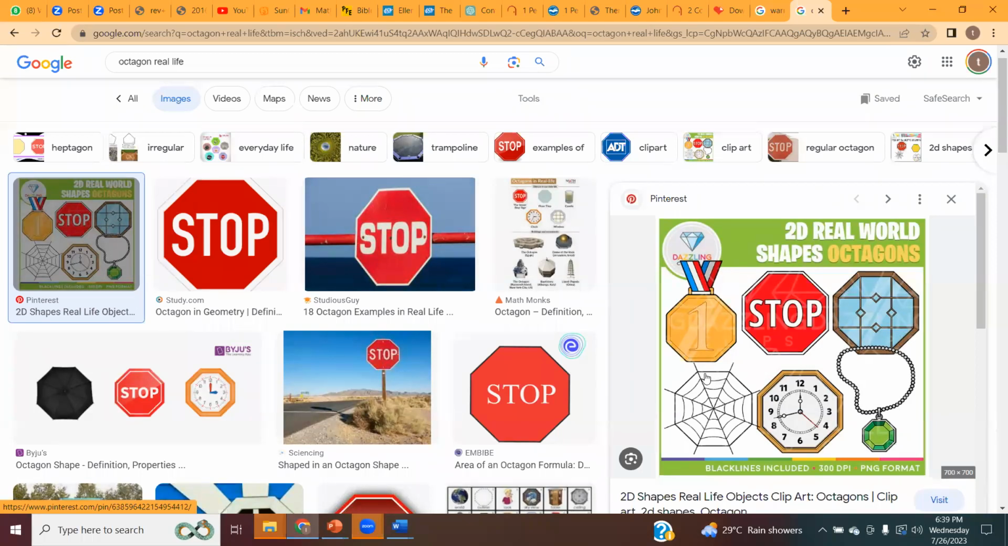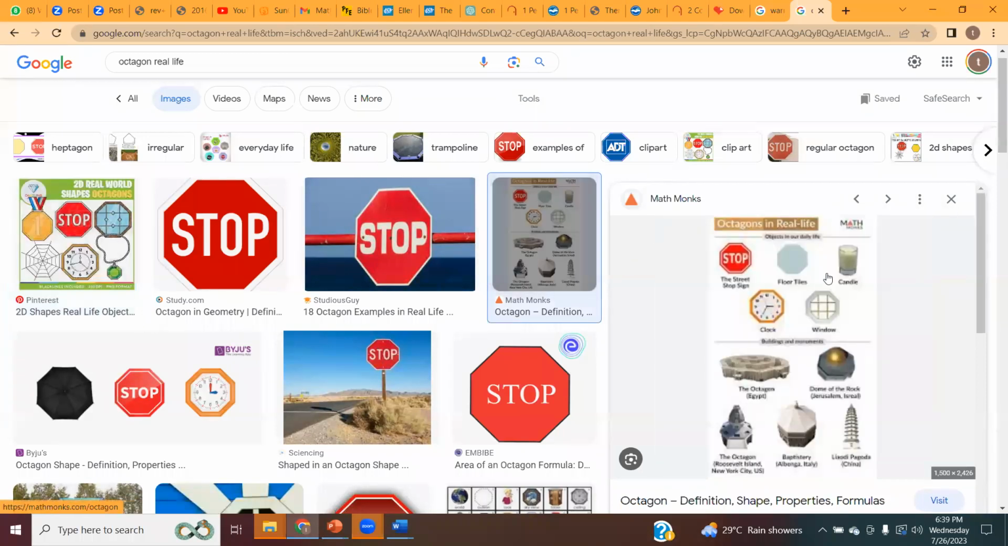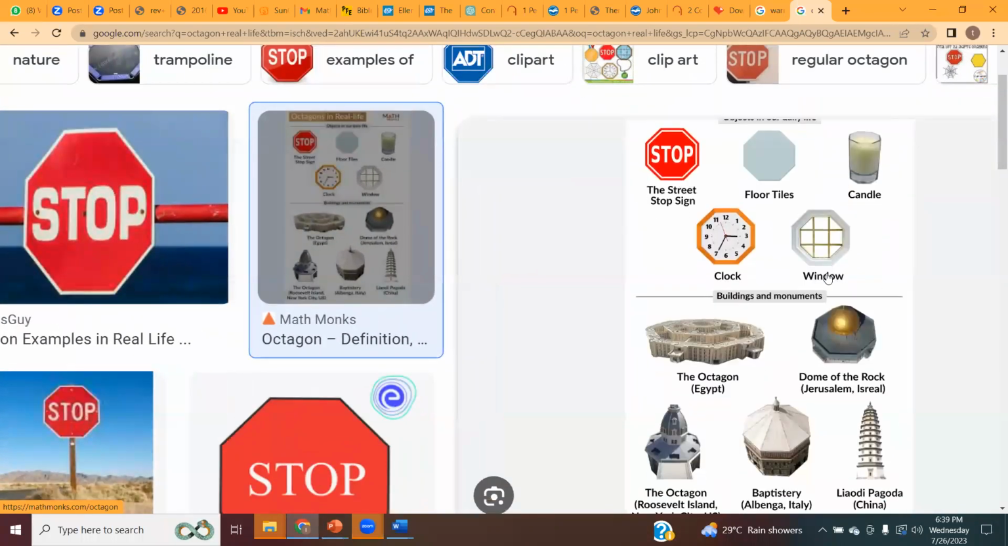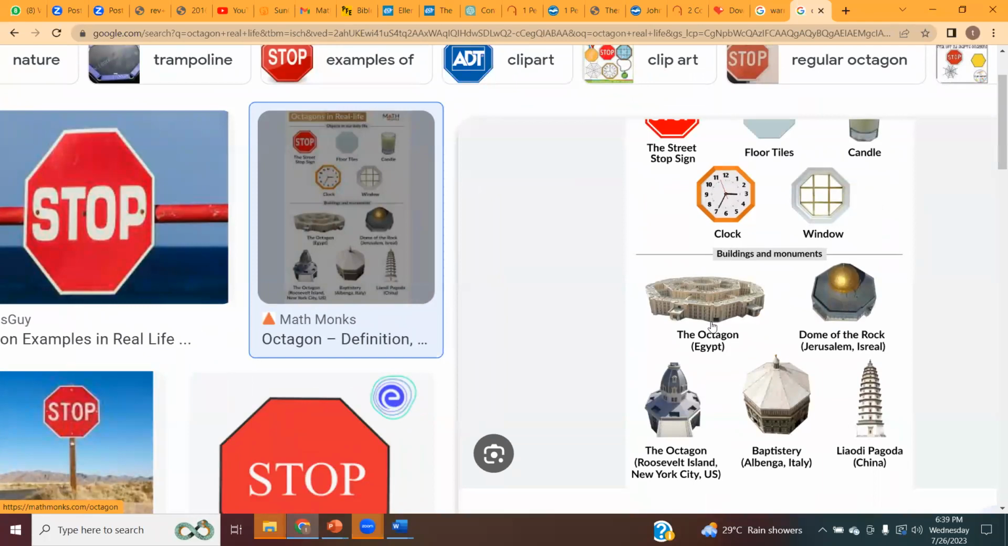And a spider web. Interesting. 1, 2, 3, 4, 5, 6, 7, 8. All of these are different examples of octagons. This is a gold medal, octagonal in shape. Real life examples: a clock, a window, umbrella, candle, fort. They have an octagon in Egypt. Cool.